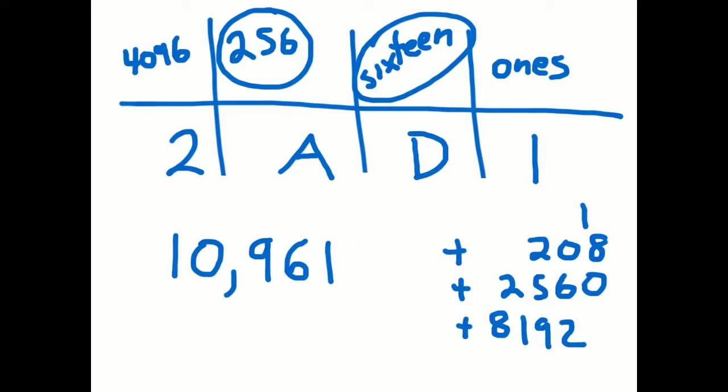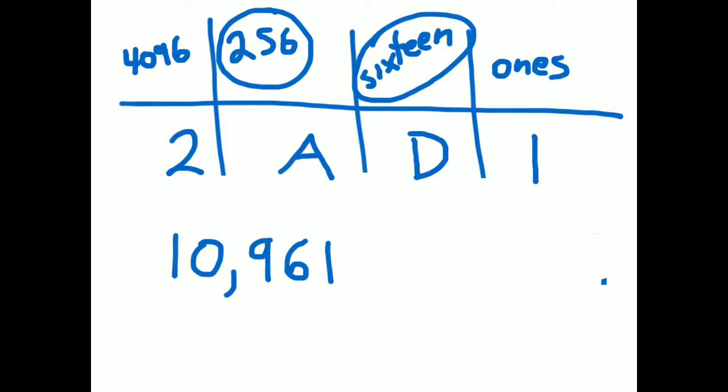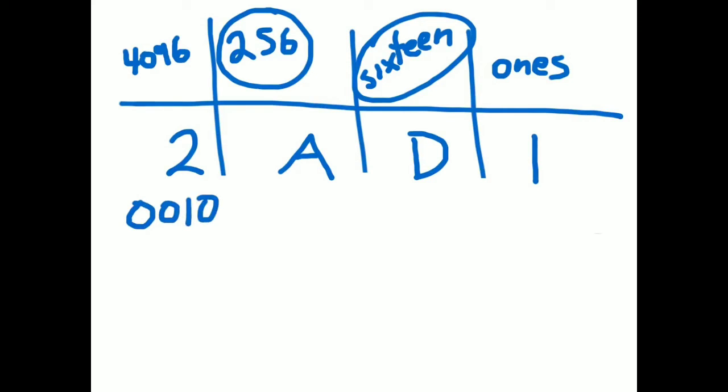Now let's do the exact same thing in binary, just so that you can see that it works in exactly the same way. So what we're going to do here is, first we're going to convert it to binary one digit at a time. 2 is 0010. A is 1010. D, which is 13, is going to be 1101. And then 1 is going to be 0001. So let's add it up here.